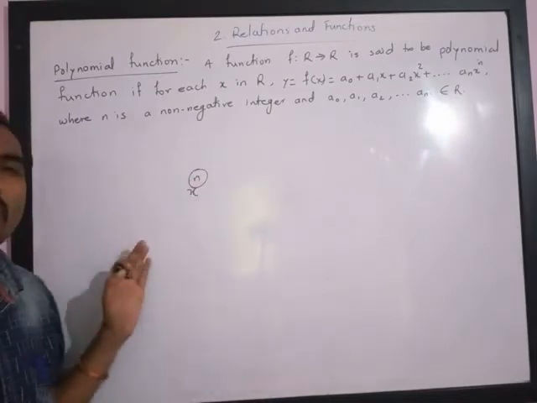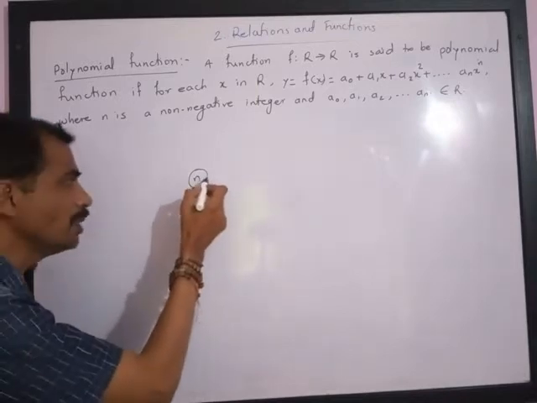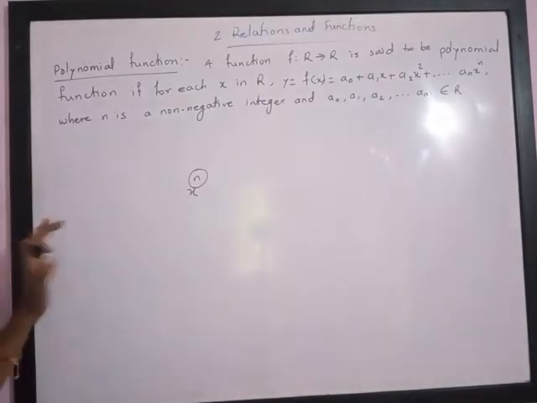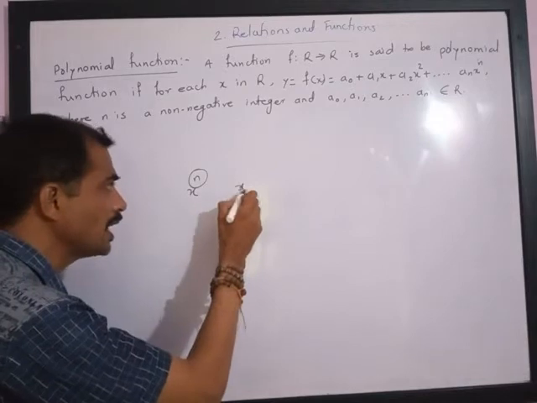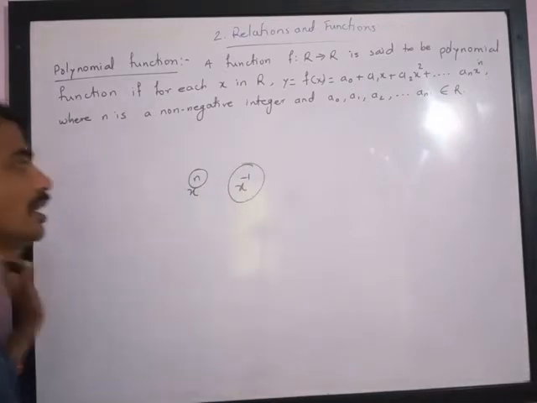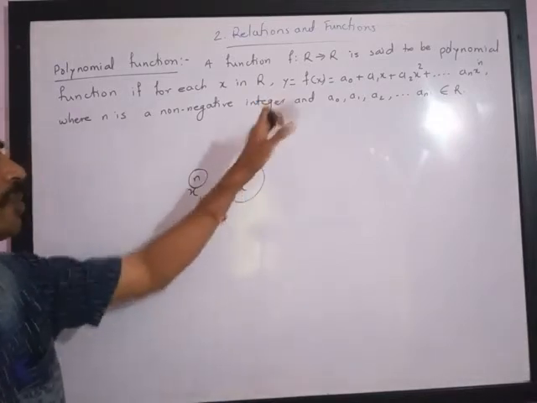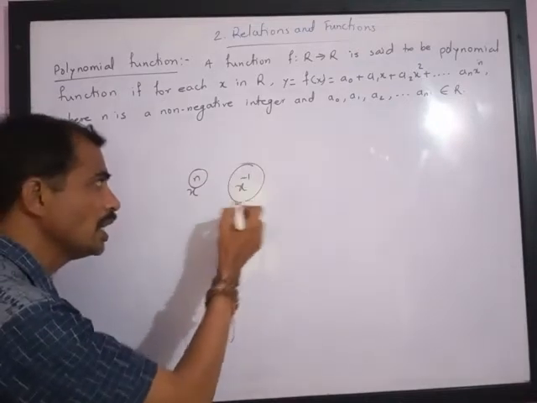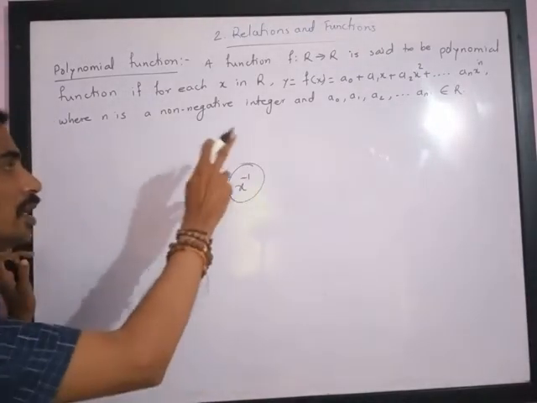We have already studied polynomials. It means the power must be non-negative and the power must be an integer. So if the power is x raised to minus 1, this doesn't fulfill the criteria for a polynomial. So x raised to minus 1 is never a term in a polynomial.